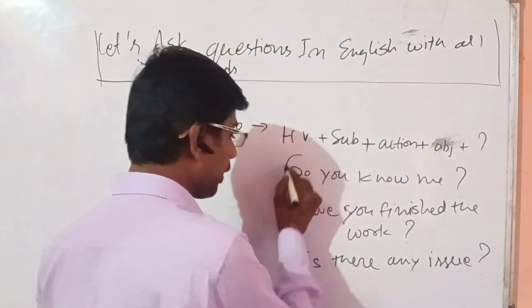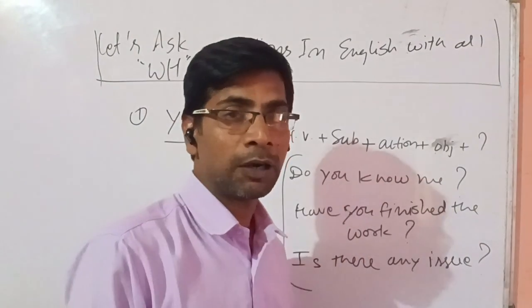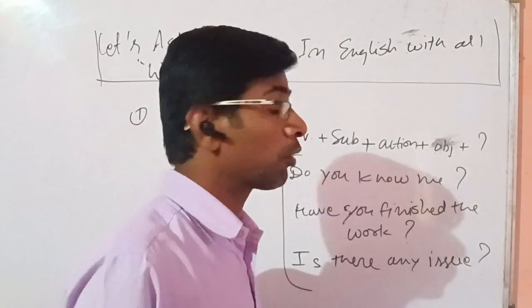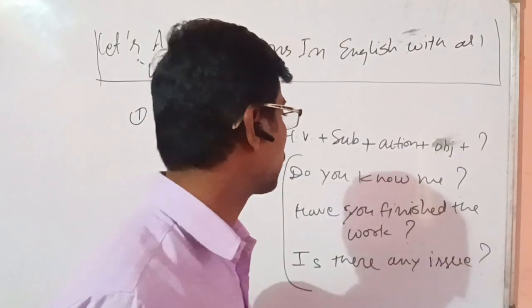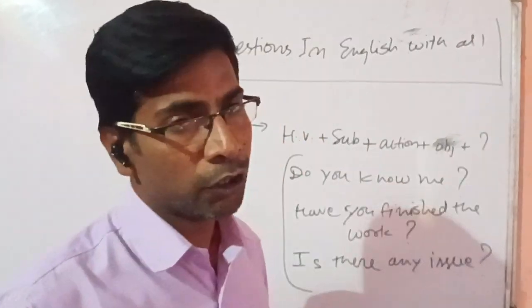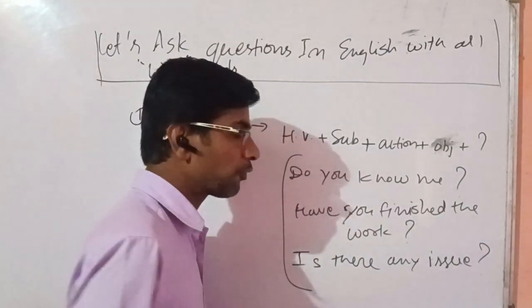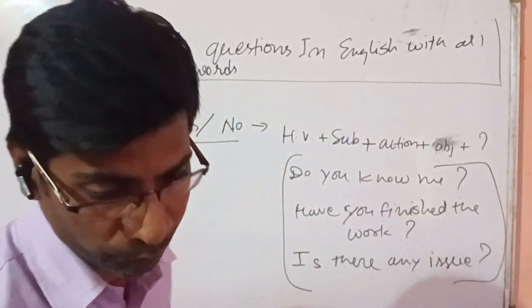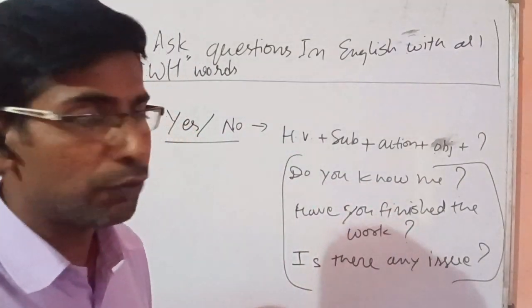So you just remember this pattern. Use a helping verb. After that, use the subject, the person you are asking the question to or about, then the action on which you are asking the question, and the object upon which the action is happening. So this is the first pattern, whose answer we seek in either yes or no form. Take a screenshot as soon as possible or write it down if you want.